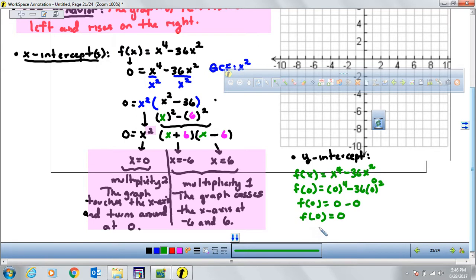Make sure you write your y-intercept as an ordered pair, so it would be the point (0, 0).